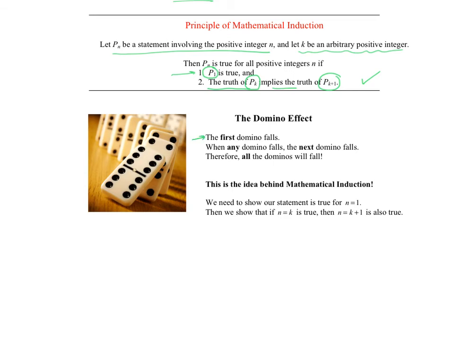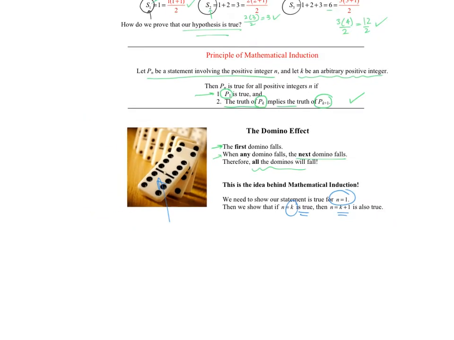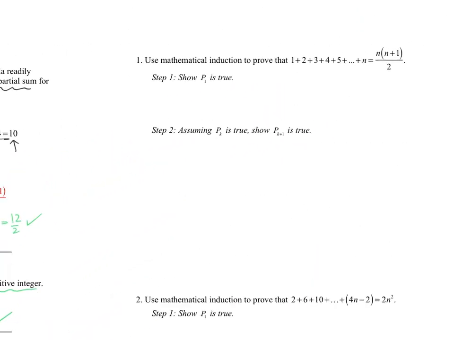If the first domino falls, as long as you set it up nicely, if any domino falls, you know the next domino will fall. So you know then that all the dominoes would fall. That's the idea behind mathematical induction. So we want to, again, show that it's true for the first one. It's like you knock down the very first domino. Then you assume that some other arbitrary domino got knocked down. Then you show that the next one can get knocked down. So let's see what that looks like with an example.